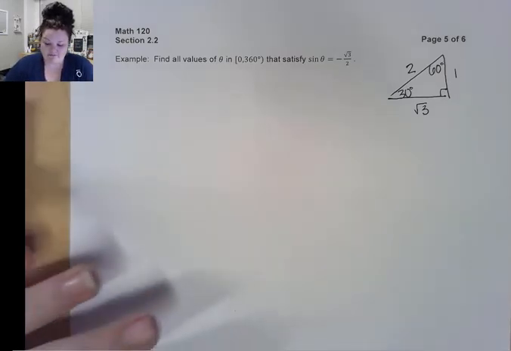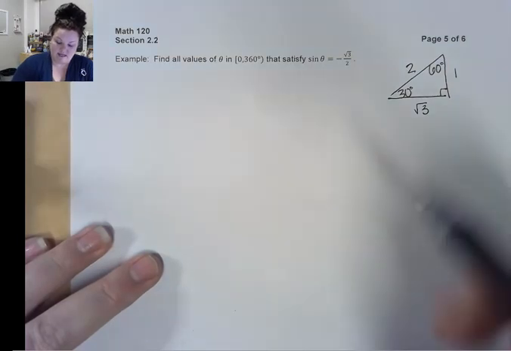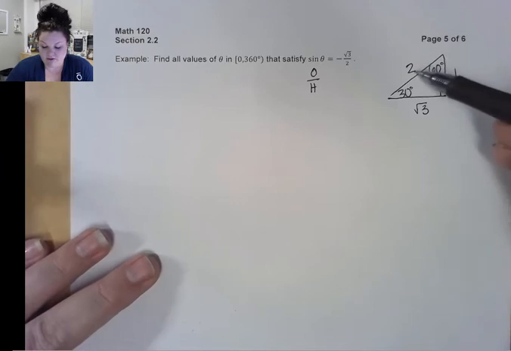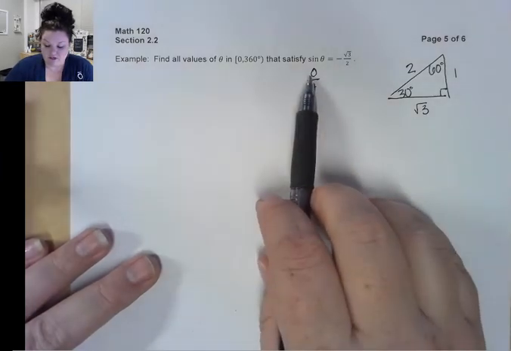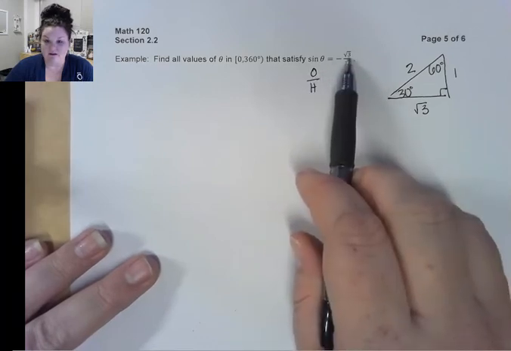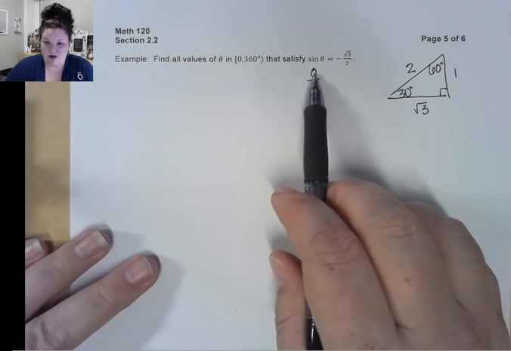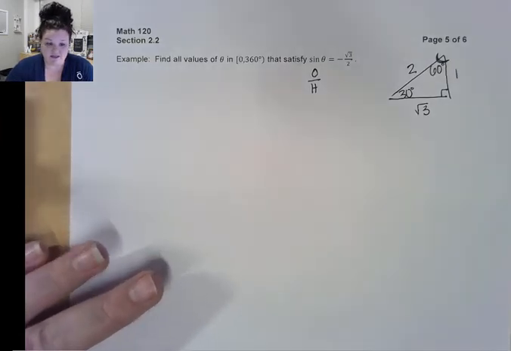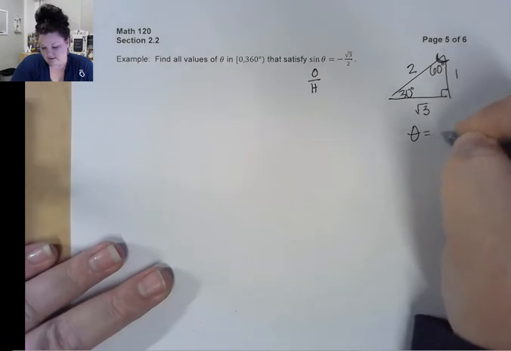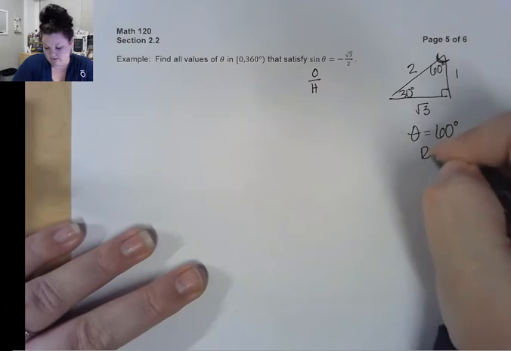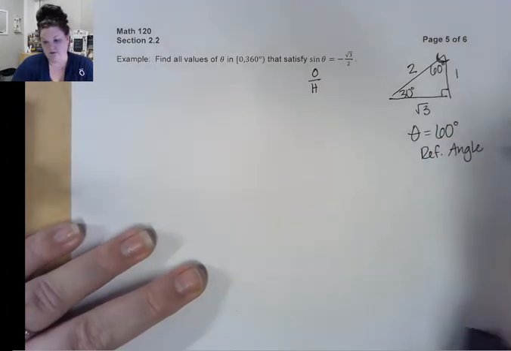Okay, so I am looking for a sine, right? Sine is opposite over hypotenuse. So my hypotenuse is 2. So I need to know which angle is opposite square root of 3, right? That's what's on top. So opposite square root of 3 is 60. So we must be talking about a 60-degree reference angle, okay? So that means theta could equal 60 degrees, right? Or it has a 60-degree reference angle, okay?